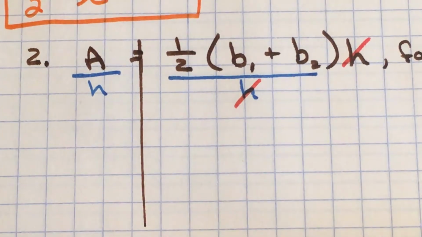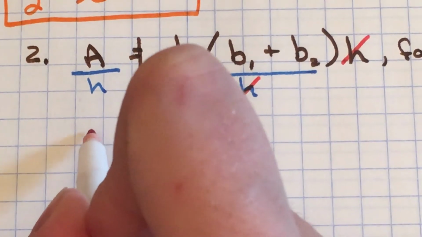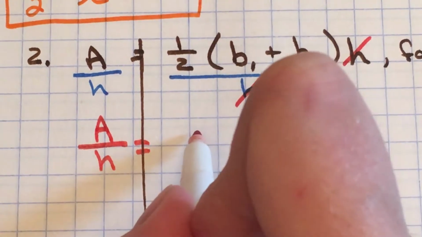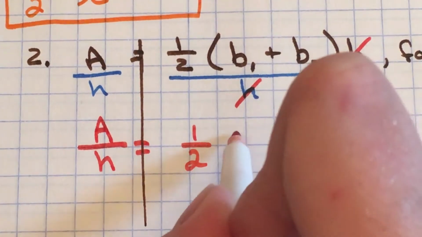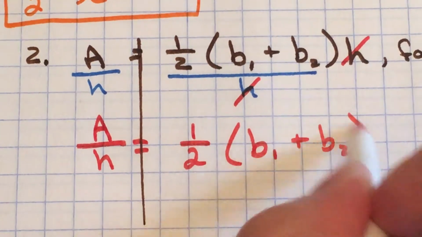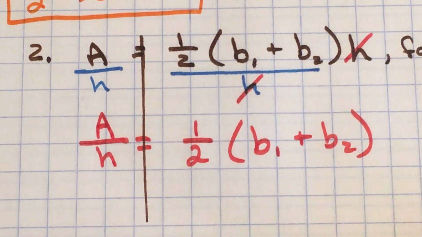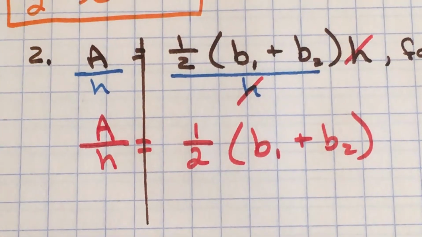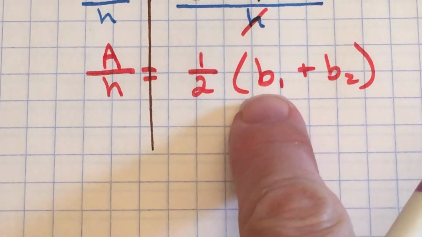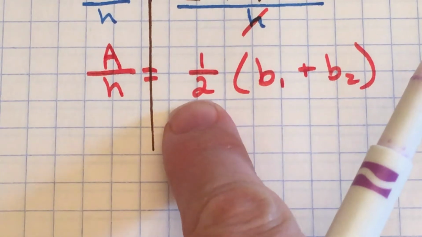So the h's on the right cancel. And I now have the area divided by h equals 1/2 times base little 1 plus base little 2. Okay, well that's a little less threatening. Let's see, I'm still solving for base 1. Let's get rid of this 1/2.